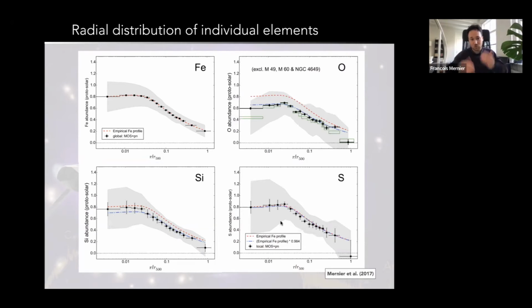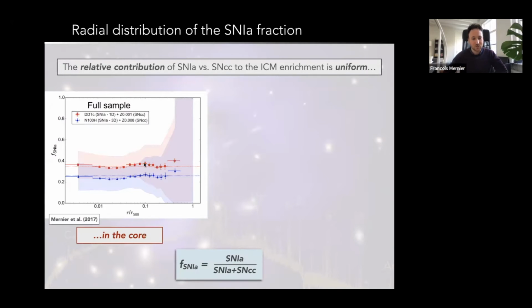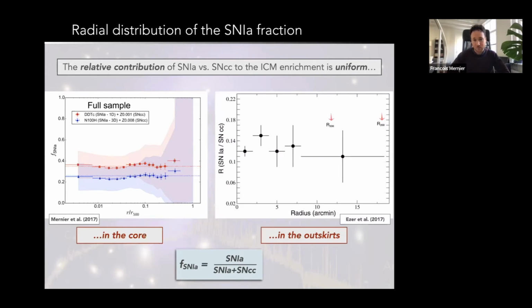And if you do something a little more sophisticated, fitting all the ratios for different radial bins, like the exercise I showed you before, and assume different combinations of models, you obtain that the fraction of type 1a over the total number of supernovae is remarkably similar in the core. This study does not go far into the outskirts, but there are other studies, for example with Suzaku, showing that you can go quite far, and indeed your relative type 1a contribution remains remarkably flat.